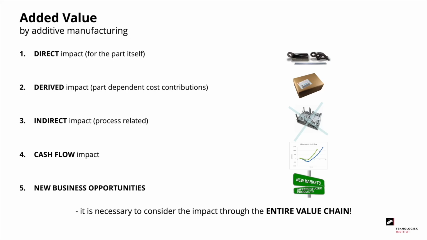We have a category called indirect impact that is related to the process that you use for fabricating the part. There is a group we call cash flow impact. And finally, you open up for new business opportunities. For all of them, it's necessary to consider the impact through the entire value chain. Now we look deeper into each of these categories, giving some examples of what they may contain.